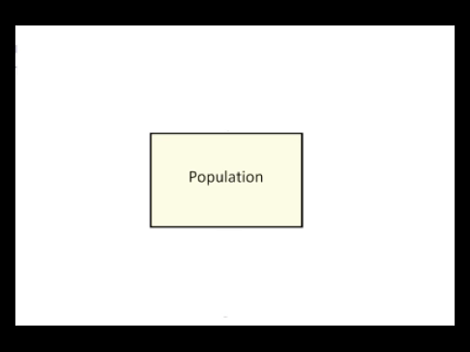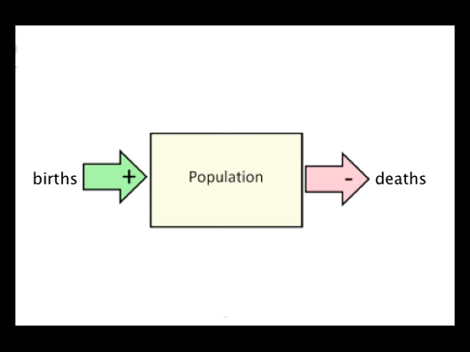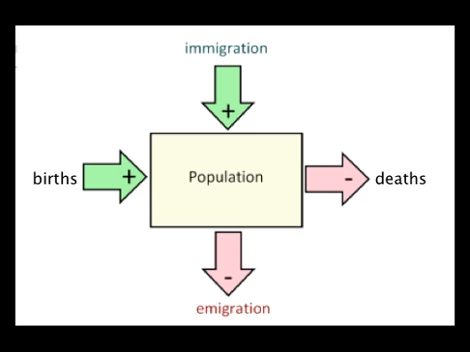Hey, Mr. M here. We're going to talk a little bit about population growth. Populations grow depending on the number of births, deaths, and the movement of organisms into the area, which is immigration, and the movement of organisms out of the area, which is emigration.